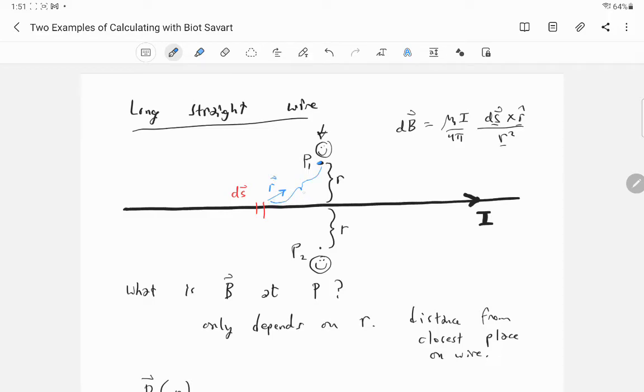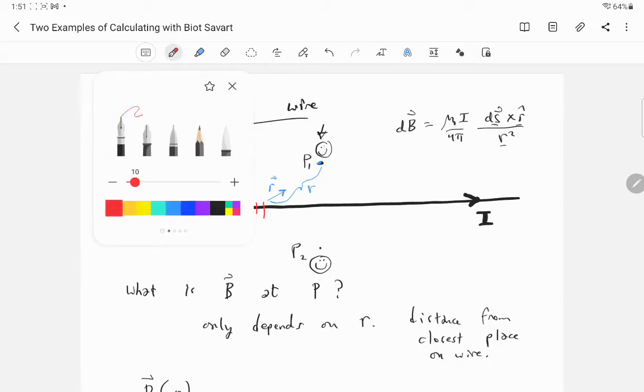And actually, let me also erase. I'm so sorry to do this. It's kind of symbolically confusing all of a sudden. But this is the distance that the little ds element is from the position P, right? And if you look at this, let me remind you of what ds is.